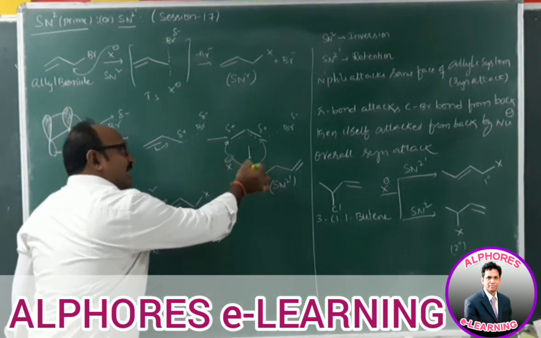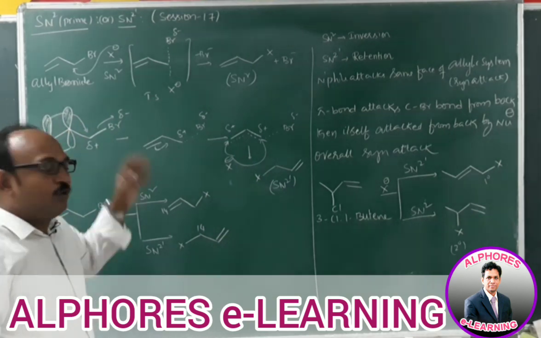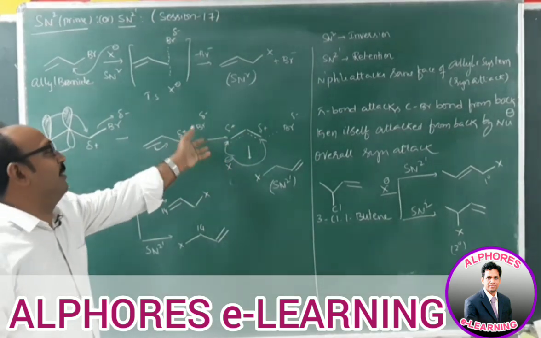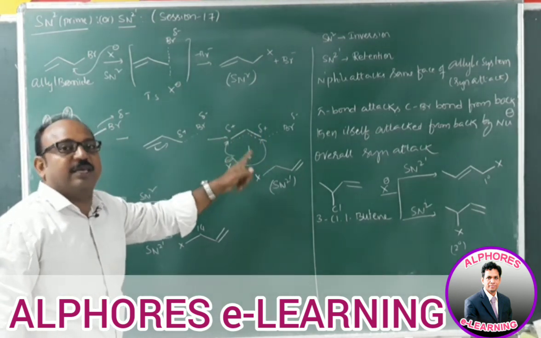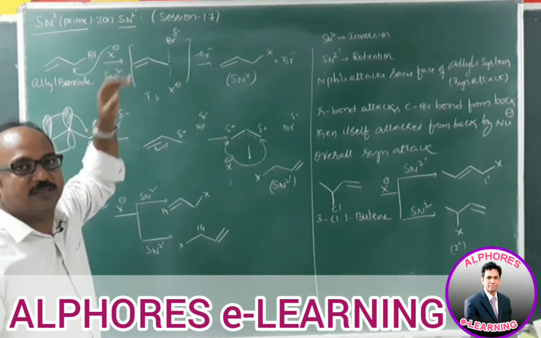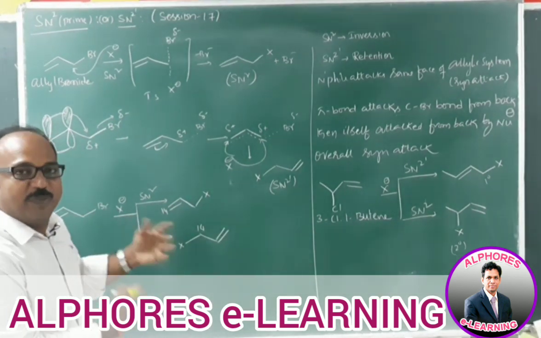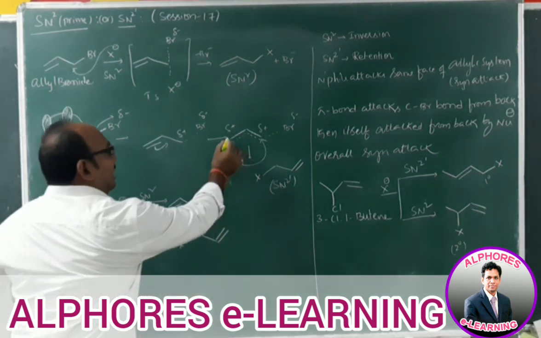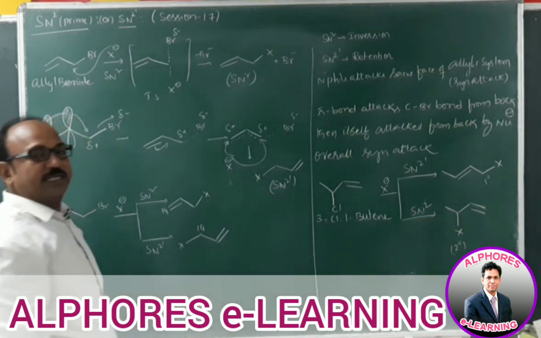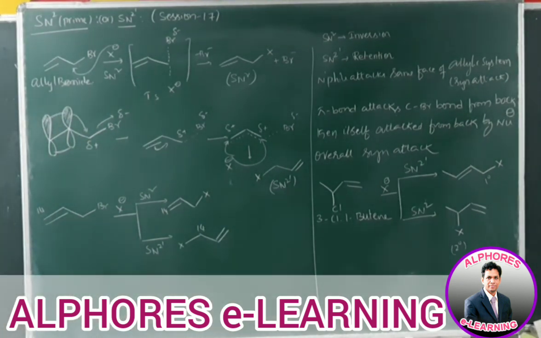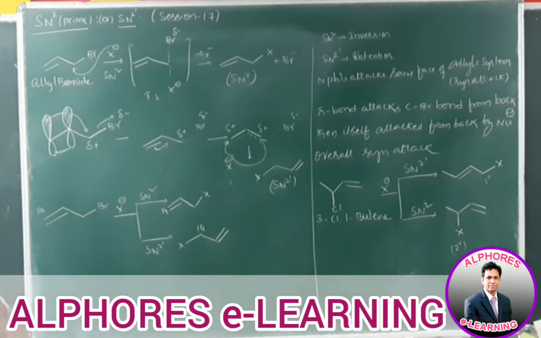If X minus attacks the same carbon from which Br left, then you get the SN2 product. Instead, if X minus approaches the allylic carbon, the double bond containing carbon, then the product you get is the SN2 dash product, or SN2 prime product. So this SN2 prime product can be identified only in the case of allylic systems.